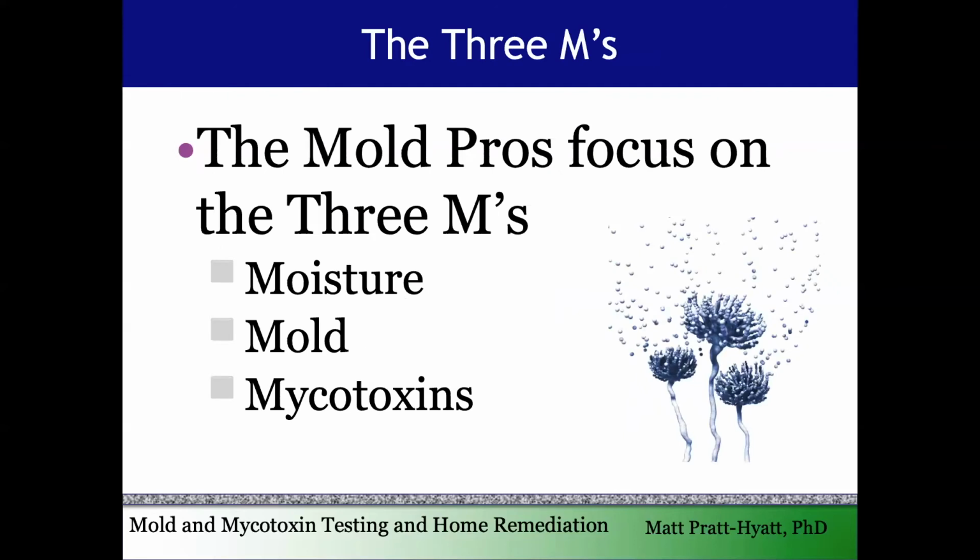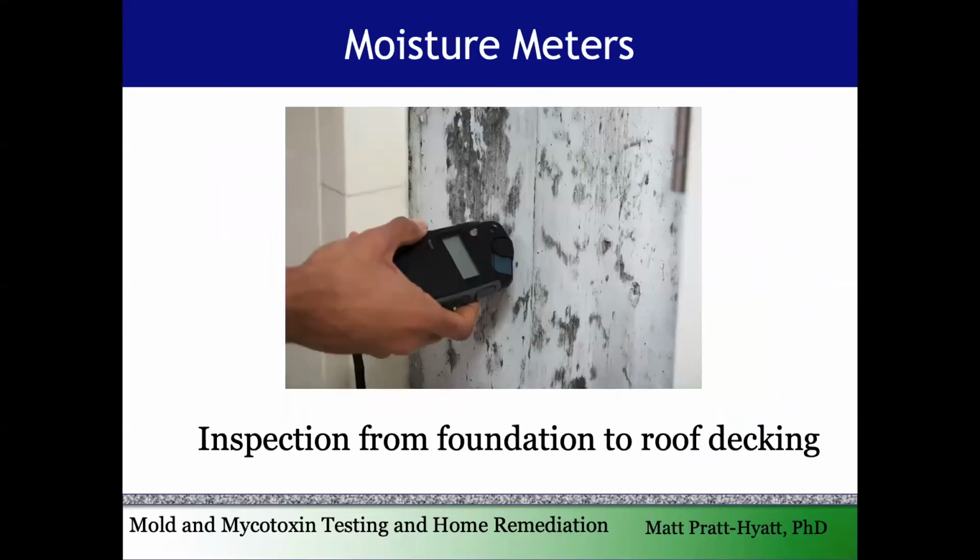The Mold Pros focus on the 3 M's, which is moisture, mold, and mycotoxins. I'll talk about how they measure all of these in my next couple of slides. The first of these is moisture, and the Mold Pros have two main ways of solving the moisture issue. They use moisture meters, and they inspect from the foundation of your house to the roof decking, from the bottom all the way up to the top, making sure that they find wherever there is moisture, because moisture leads to mold.